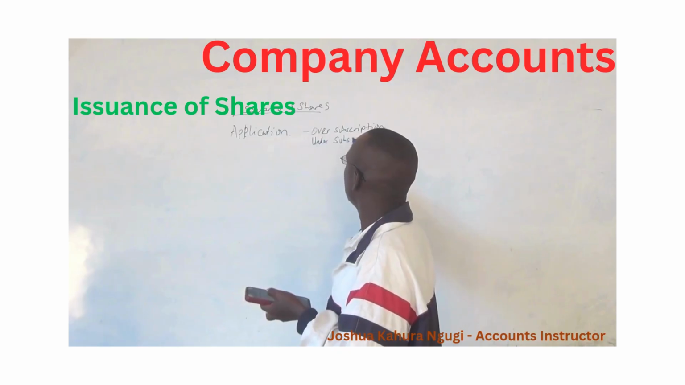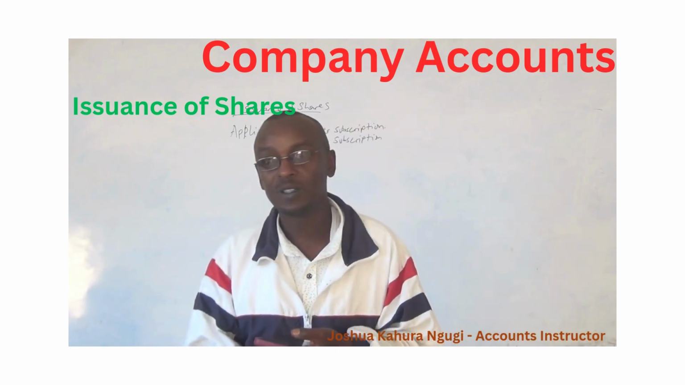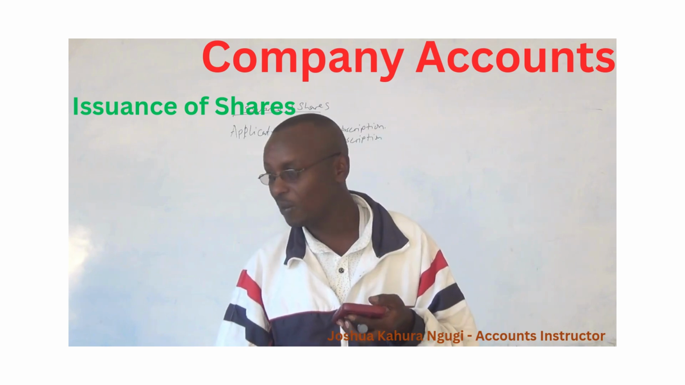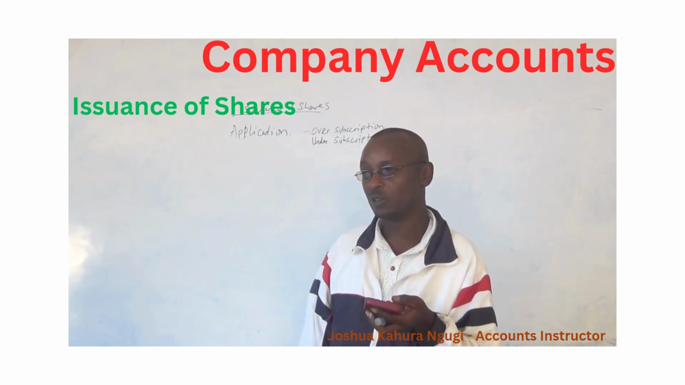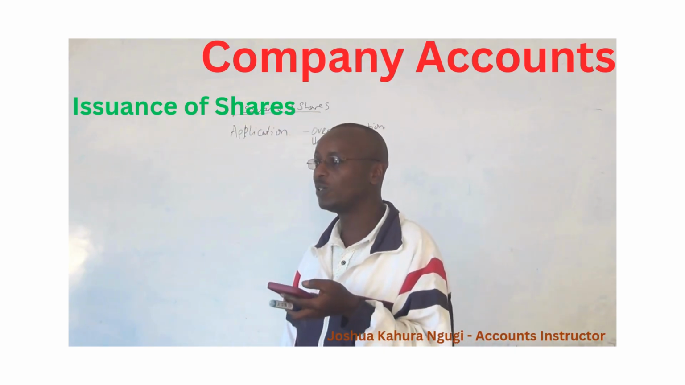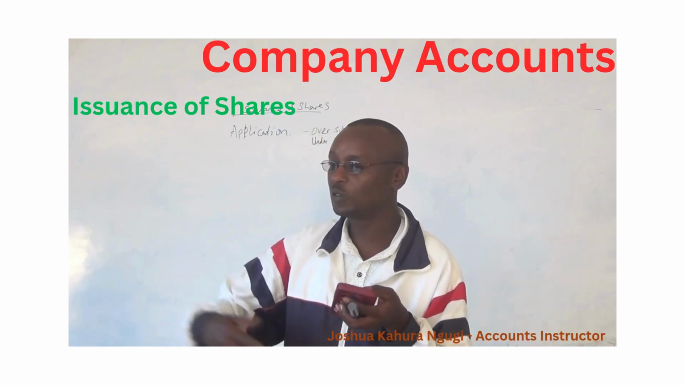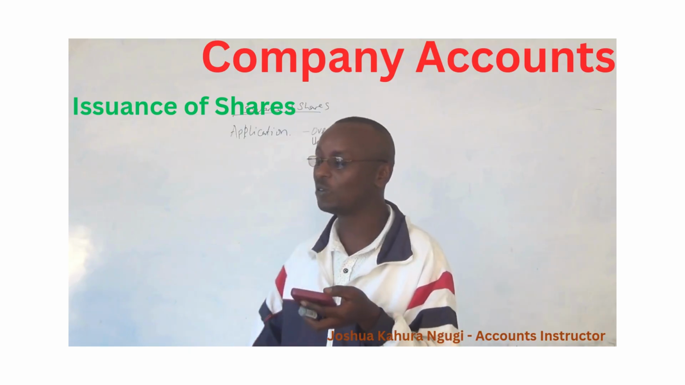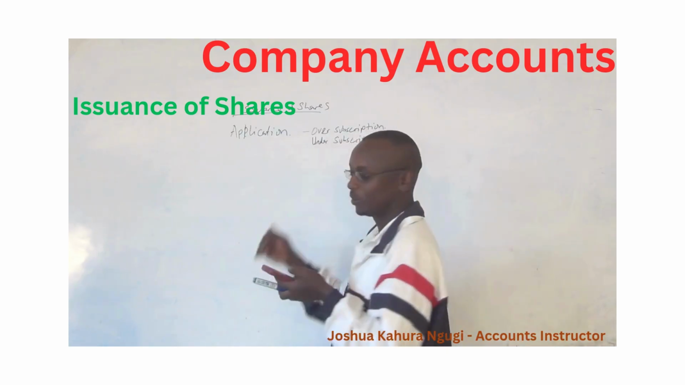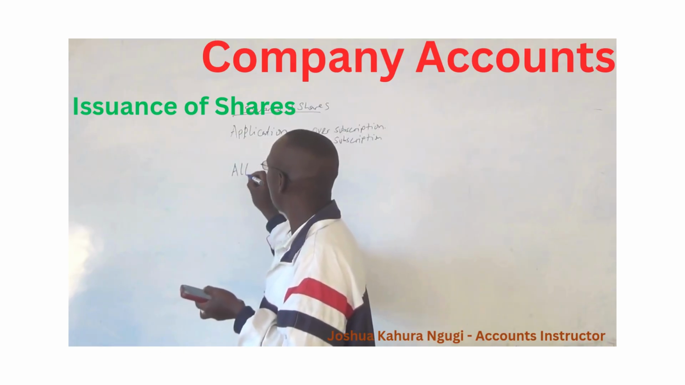Undersubscription is whereby you had advertised for 10,000 shares and then maybe 5,000 shareholders applied, and that is an undersubscription. So the way to treat an undersubscription, maybe you wait for another time and then you try to advertise again to see whether you get your numbers or you work with the number that you have. But when you have oversubscription, you have to come and sit down and you do what we call allotment.